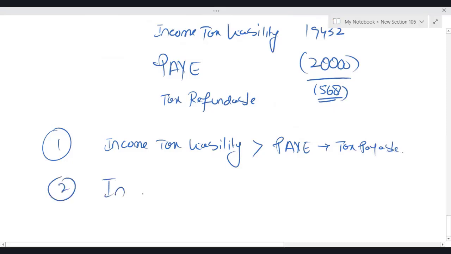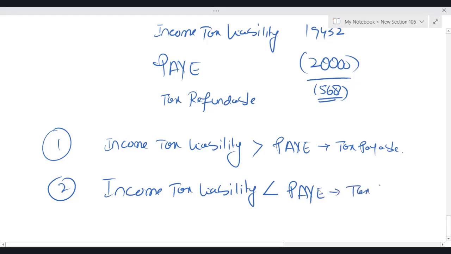If income tax liability is less than tax paid, then you will have tax refundable.